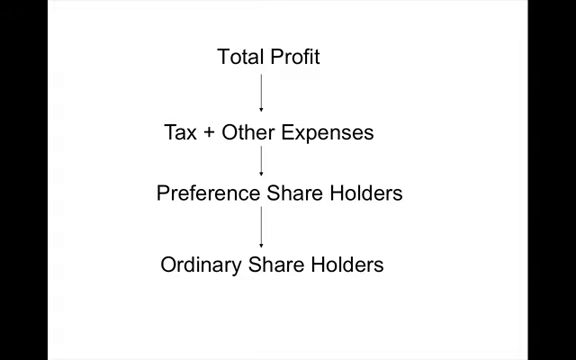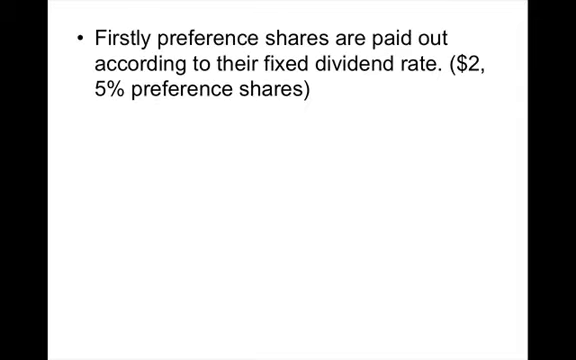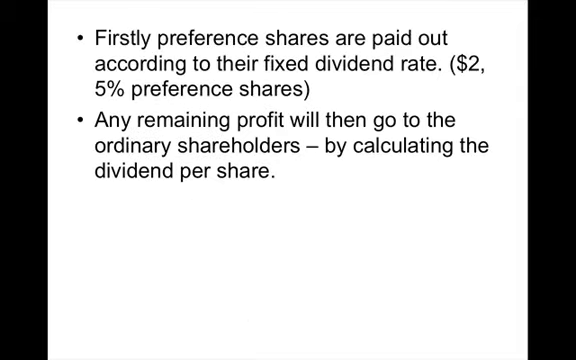So let's have a look. Firstly, preference shares are paid out according to their fixed dividend rate. So if they are $2 5% preference shares, what that means is they'll get 5% of $2 for every share they own. Any remaining profit gets divided up amongst all the ordinary shareholders, and they get paid out as a div per share, or a dividend per share.